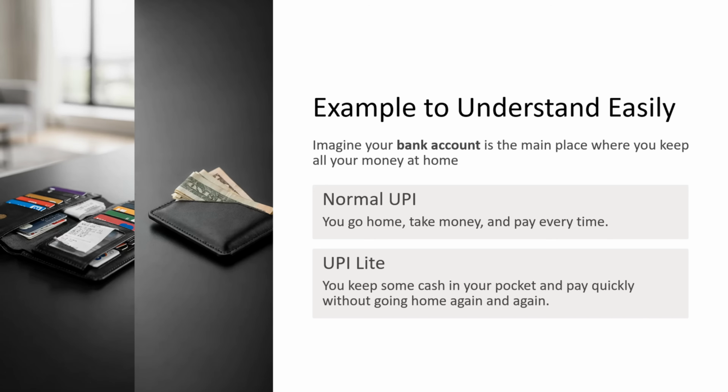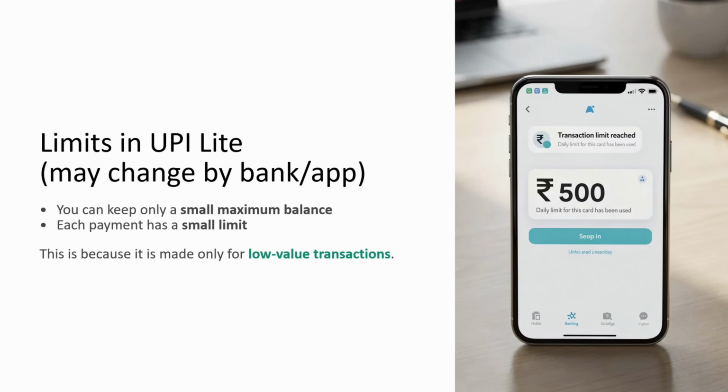Now we will see an example to understand easily. Imagine your bank account is the main place where you keep all your money at home. In case of normal UPI, you go home, take money and pay every time. In case of UPI Lite, you keep some cash in your pocket and pay quickly without going home again and again. Limits in UPI Lite may change by bank or app.